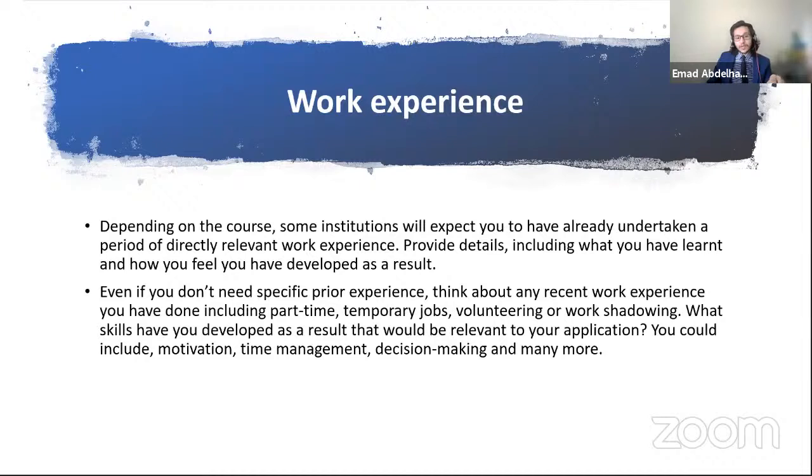Work experience. Depending on the course, some institutions will expect you to have already undertaken a period of directly relevant work experience. Provide details, including what you've learned and how you feel you've developed as a result. Even if you don't need specific prior experience, think about any recent work experience that you've done, including part-time or temporary jobs or volunteering or work shadowing. What skills have you developed as a result that would be relevant to your application?